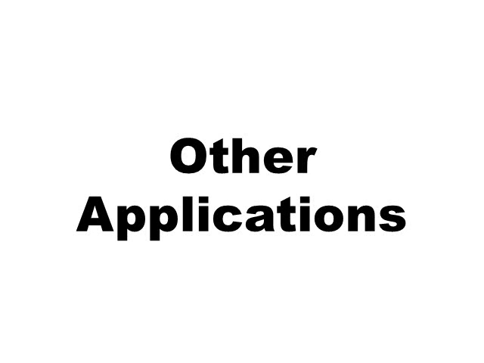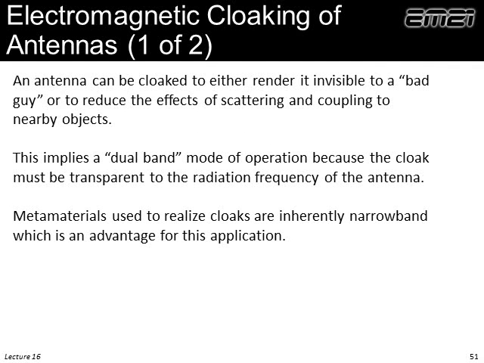Now what I want to do is just survey a bunch of other applications where transformation electromagnetics or transformation optics can and is being applied. So one is cloaking of antennas. We might want an antenna to radiate, but maybe we don't want the bad guys to know that the antenna is there. So we might want to cloak our antenna.